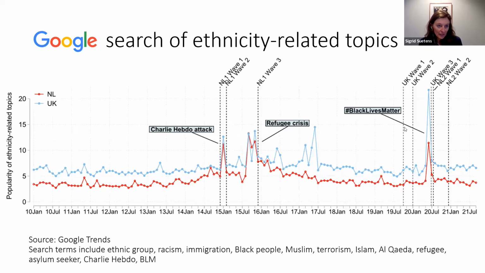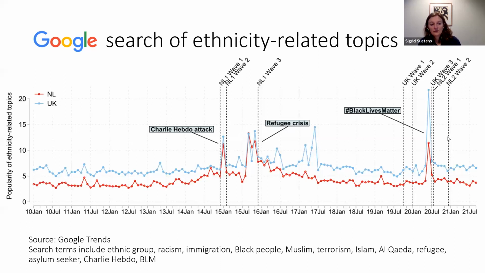Then for the UK experiment, the first two waves were also run in a period with relatively low ethnic salience, as you can see here in the graph. Then came the murder of George Floyd, end of May 2020, and as a consequence, the Black Lives Matter movement, or at least the global spread of this movement. It already existed before, but it really got globally well known in this period. So we ran UK wave 3 right afterwards, and the first wave of the second Dutch experiment was also run a little bit afterwards.